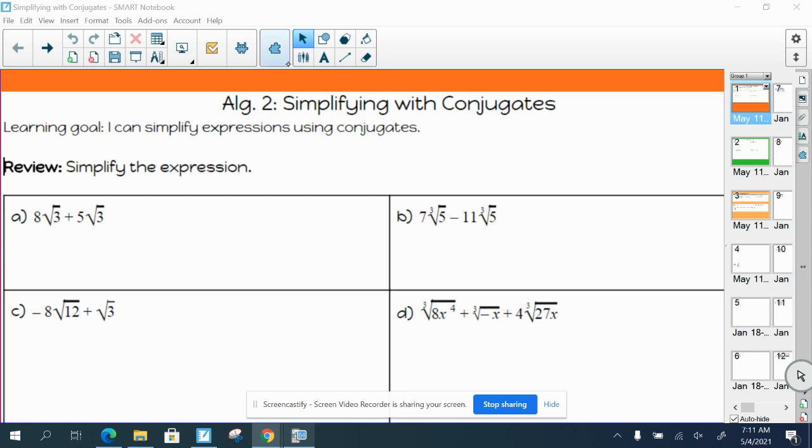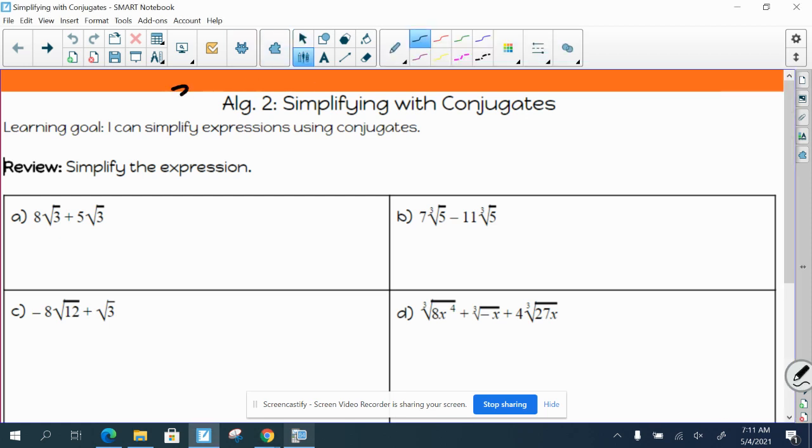Everyone, this is lesson 3.3 in the Algebra 2 textbook on simplifying expressions with conjugates, radical expressions specifically. So we're going to do a few warm-up questions just to review some basic concepts of adding and multiplying radicals together. So first of all, when you add radicals together, they're kind of like terms.